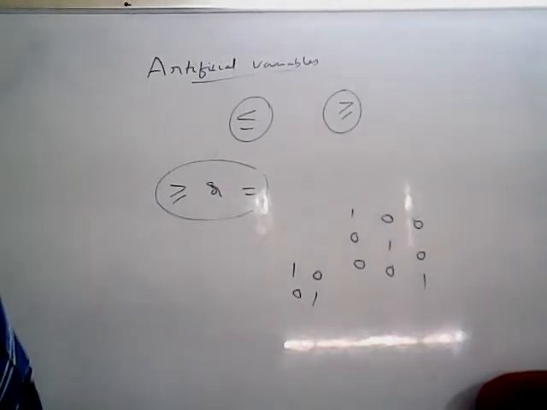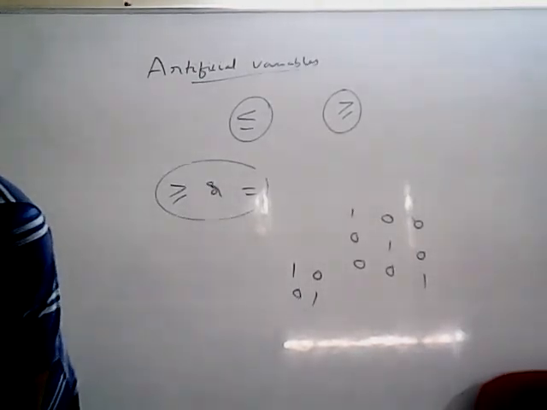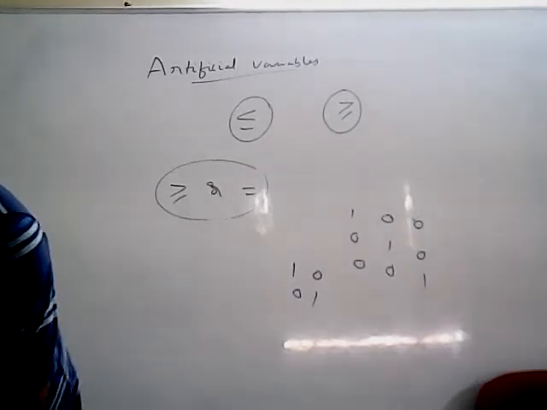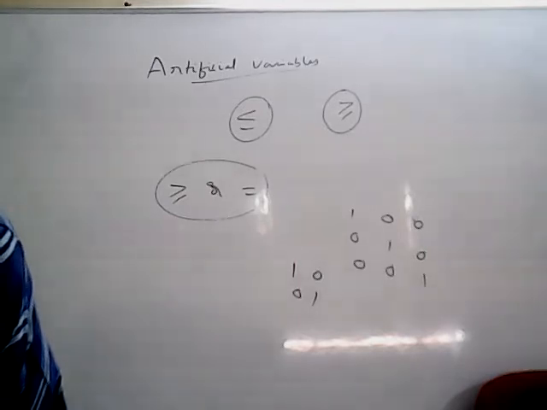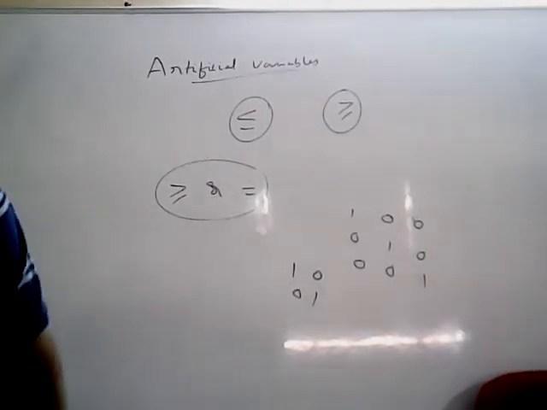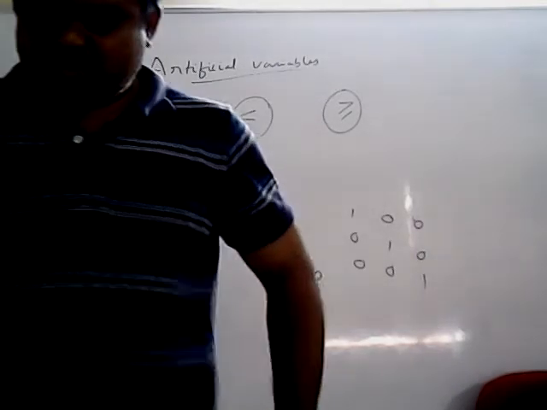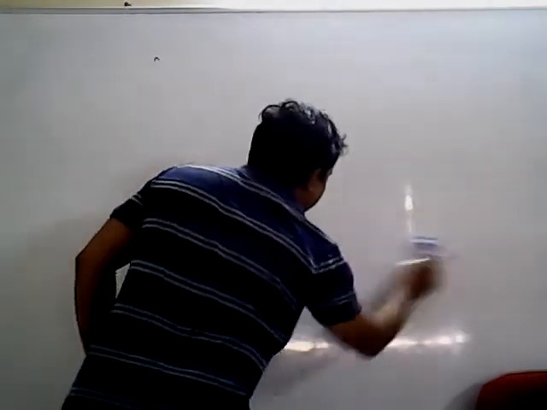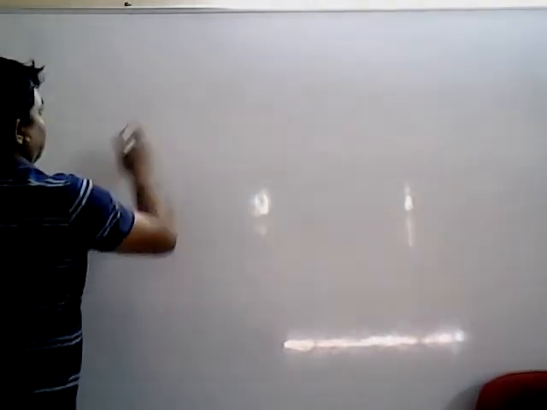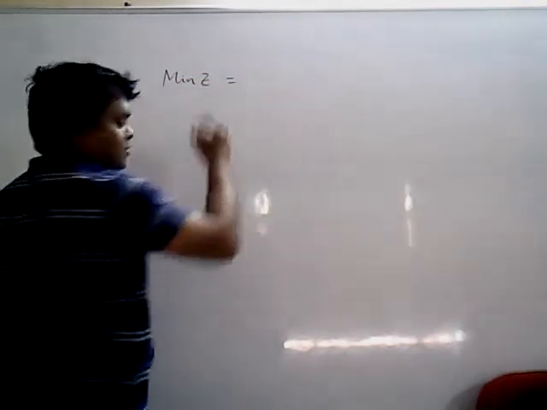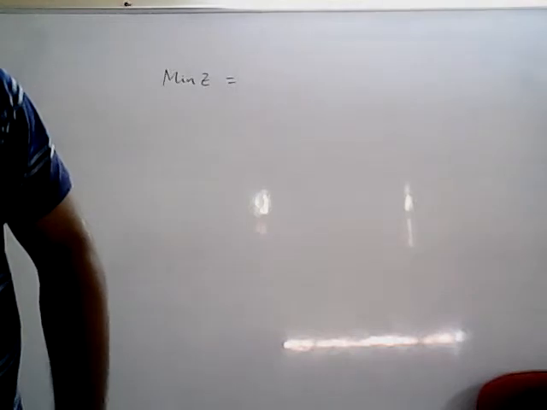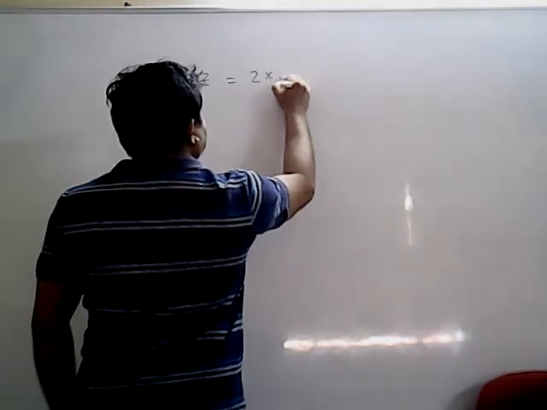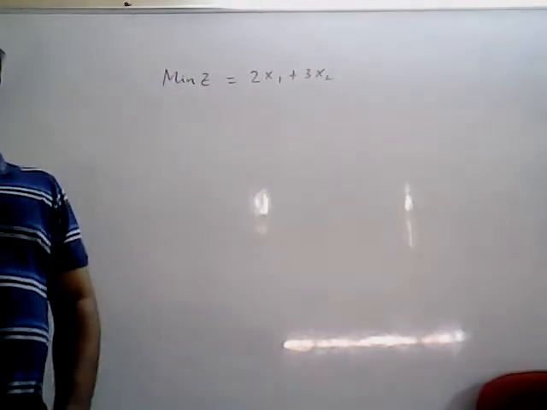Solve the following LPP by using the BGAM method. Minimize z equal to 2x1 plus 3x2.